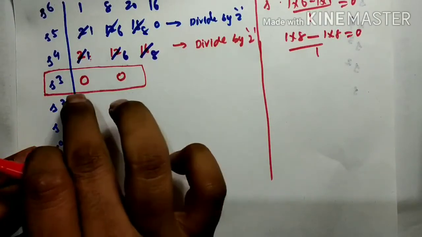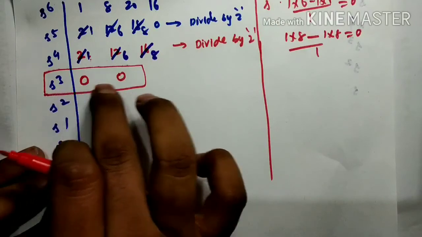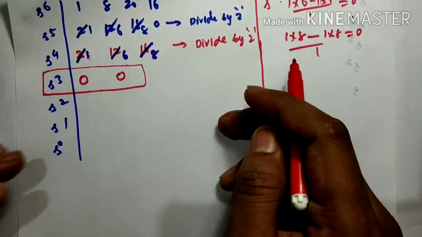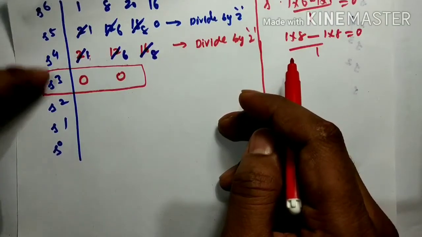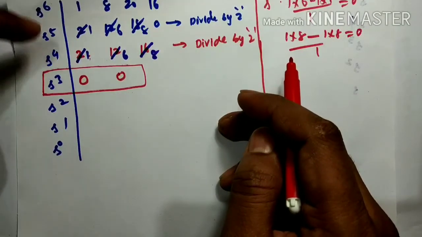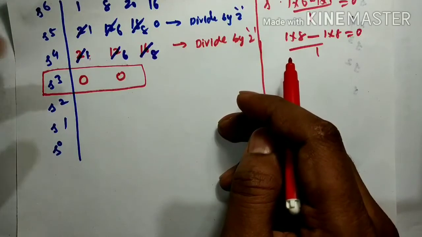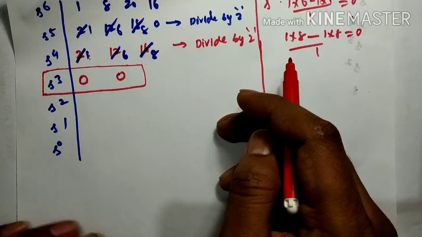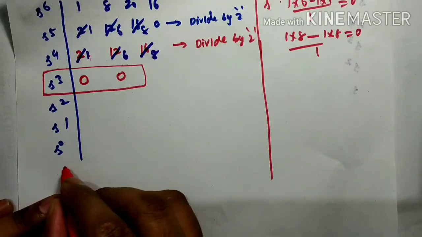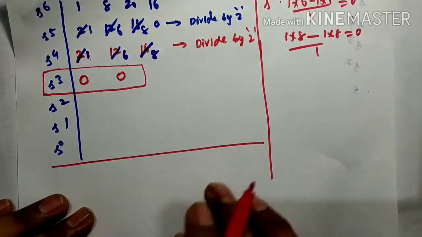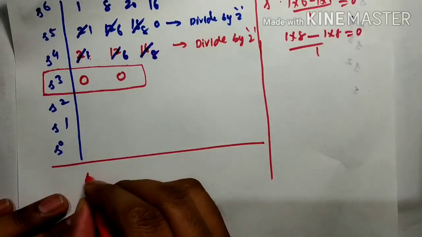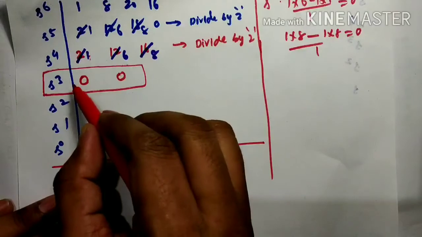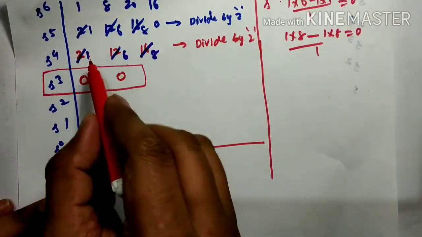When the whole row is zeros, what is the procedure we have to follow? We have to take the row above the s cubed row. The s power 4 row is there, so you have to take that one as the auxiliary equation. How are we going to take that one? Just see here. AE means auxiliary equation. AE is equal to, above this row s power 4 is there.